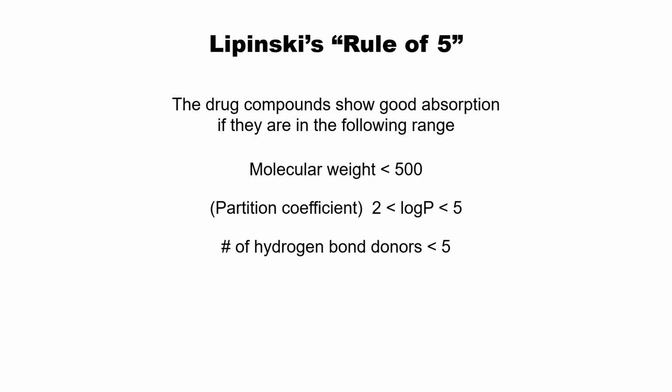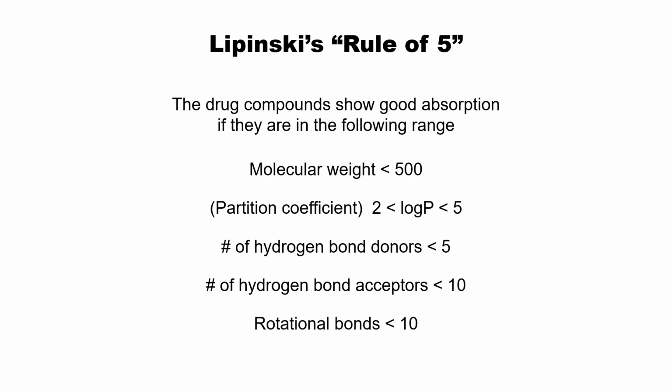Also, the number of hydrogen bond donors should be lower than 5, and hydrogen bond acceptors should be less than 10. Also, the rotatable bond number should be less than 10. So these numbers somehow have many fives in the rules. That's why this rule is called Lipinski's rule of five. And these parameters are all pharmacokinetic parameters. That means whether the drug molecule can reach the target site properly.